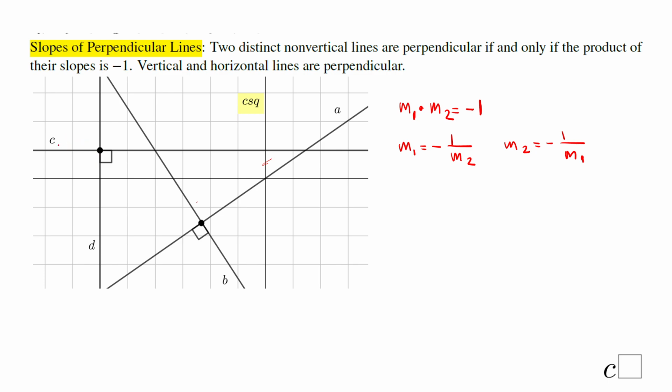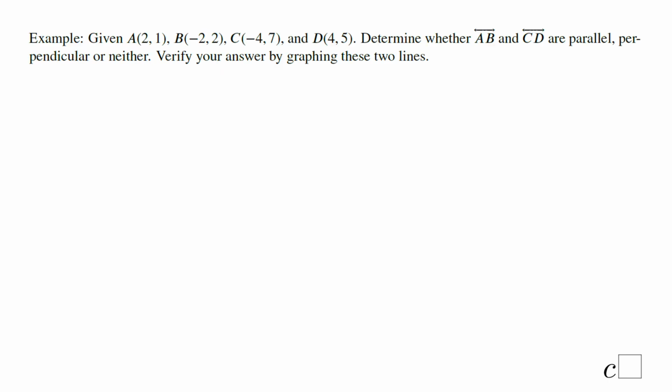And the last statement here: vertical and horizontal lines are perpendicular. We can notice here that C and D, these two lines, are perpendicular. One is vertical, one is horizontal. A and B, if you take a look at the slope of these two lines, the product is -1, or they are the opposite reciprocal of each other. We'll see that in my next problems.